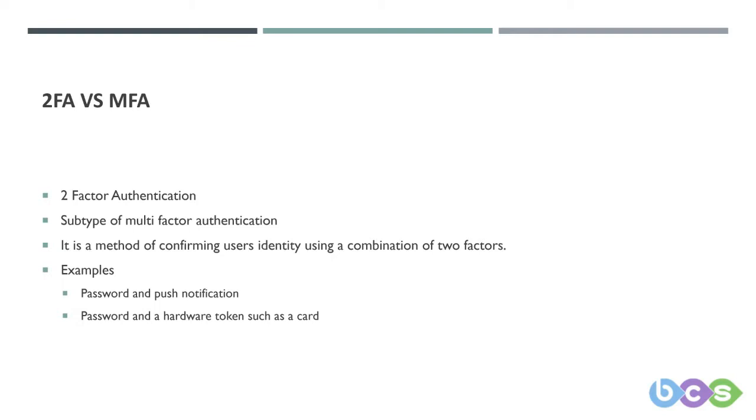Two-factor authentication is a subtype of multi-factor authentication. It is a method of confirming the user's claimed identity by using a combination of two different factors. First being something they know, second something they have, and third something they are. Some examples could be a password and a push notification sent to your smartphone to approve the sign-in request, or a password and a hardware token, such as a card.